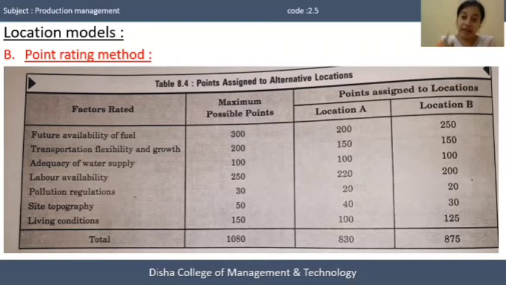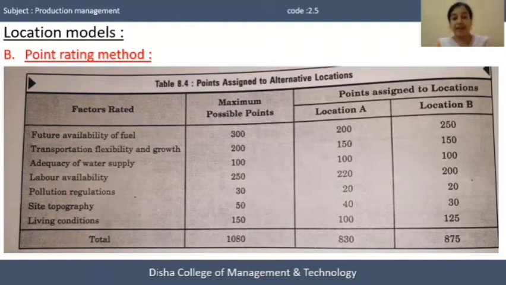After that, they have to assign various maximum points to different factors according to the importance, according to the requirement, according to the importance of the factor. They have to assign maximum points to particular factors. Generally, they assign maximum points to a factor which is very important to them, and they assign lower points to a factor which is not important to them.